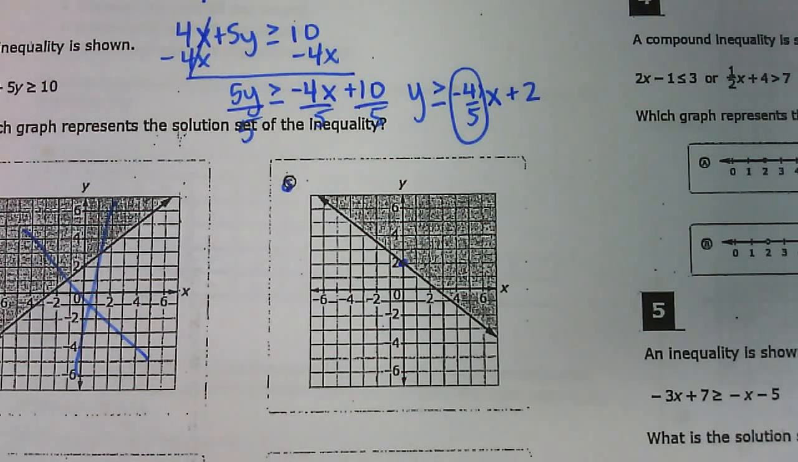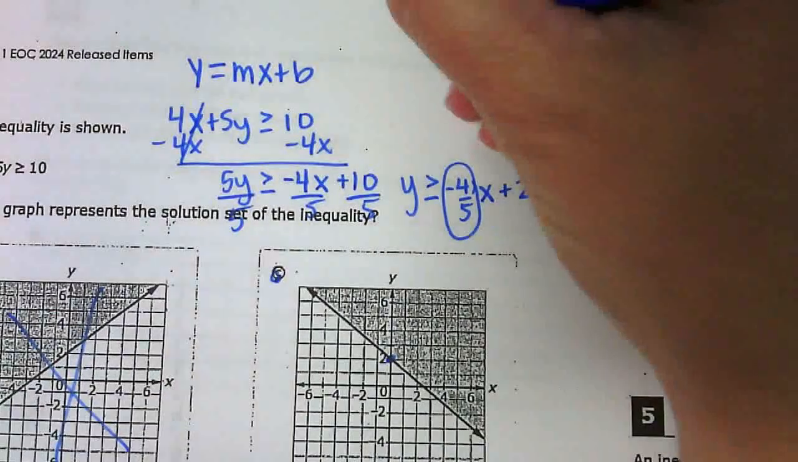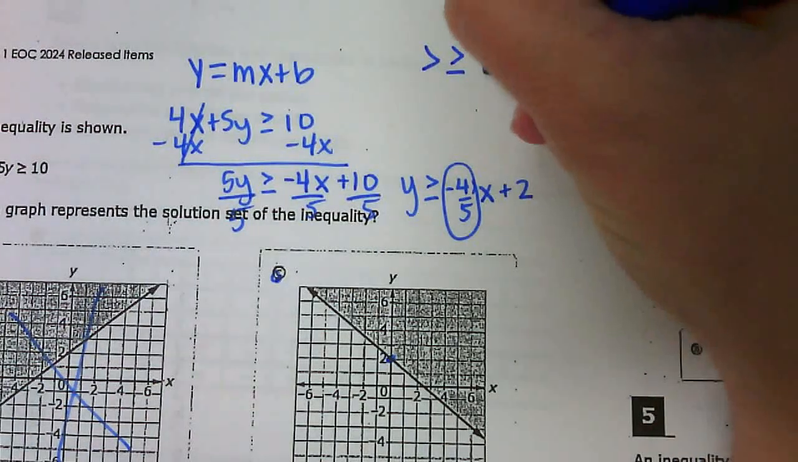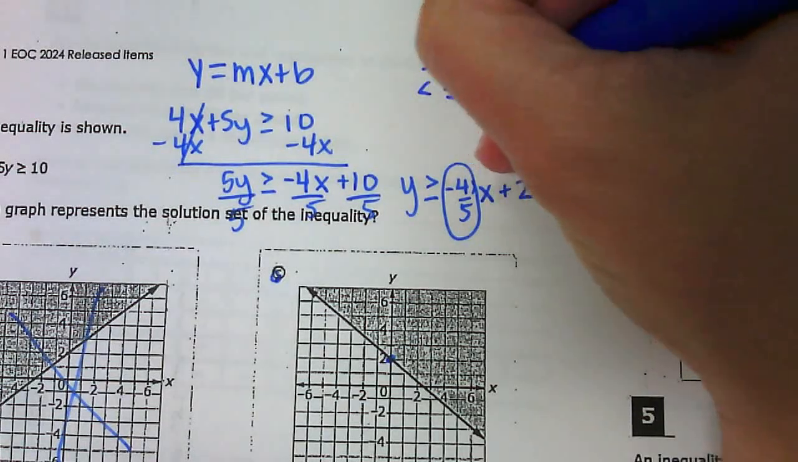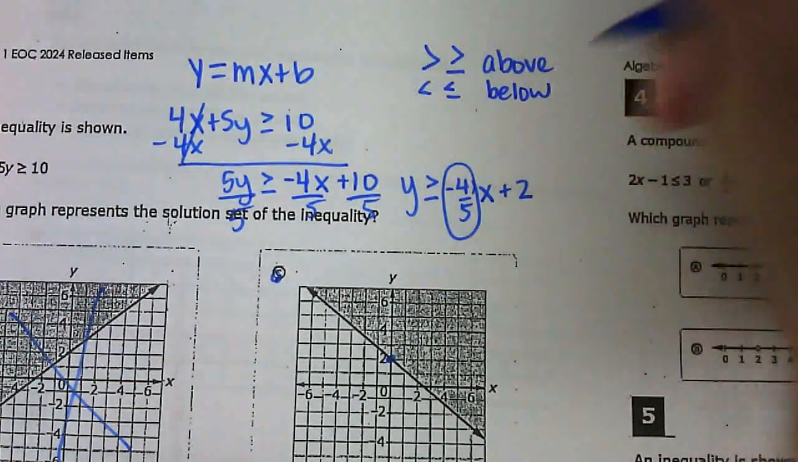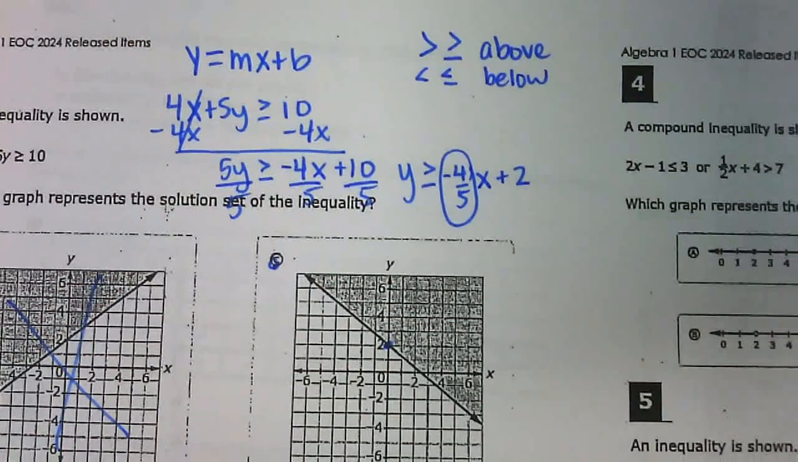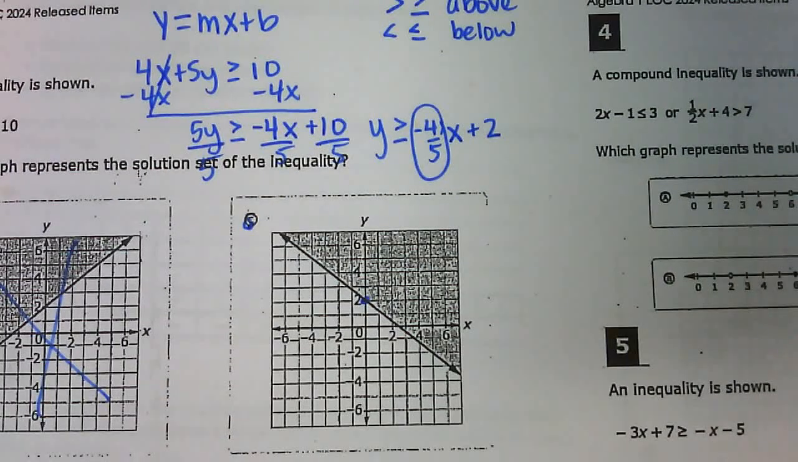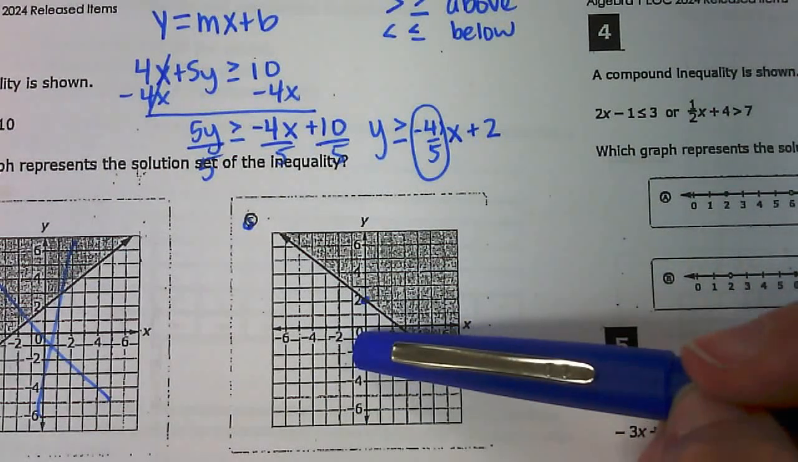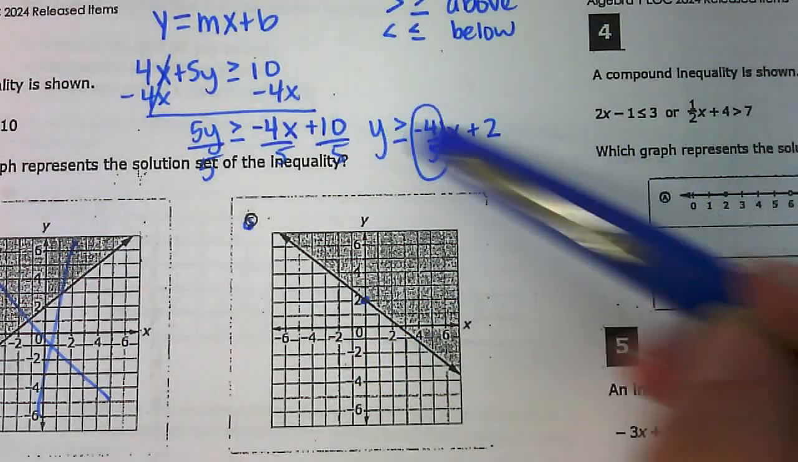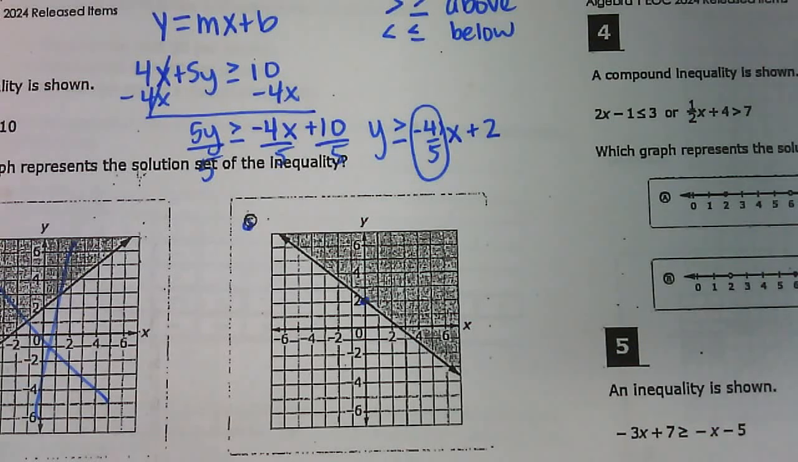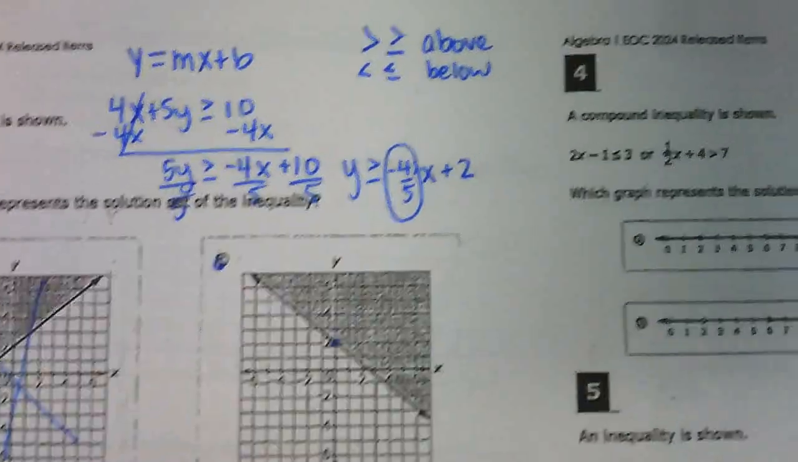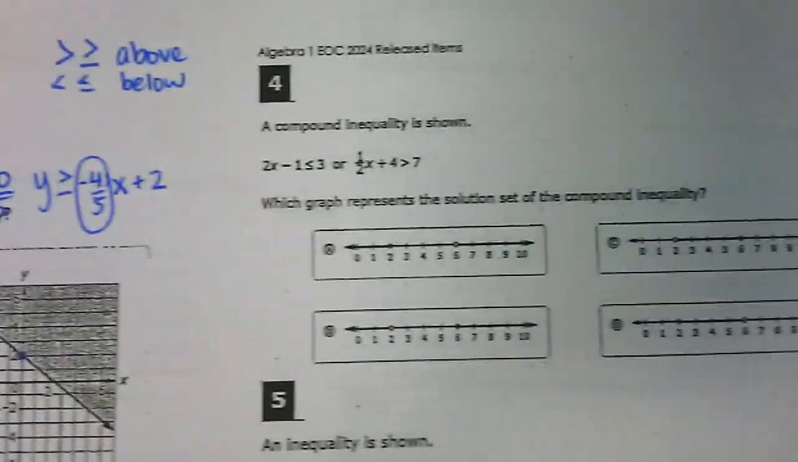Okay, some things to remember about this. If it's greater than or equal to, we shade above, and if it's less than or equal to, we shade below. You can also try test points if you wanted to, like you could plug in the point (0, 0). If that point makes the inequality true, then we would want to be shaded there. If it makes it false, it shouldn't be shaded there.